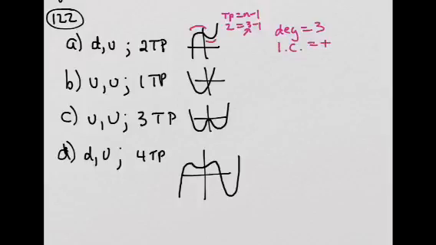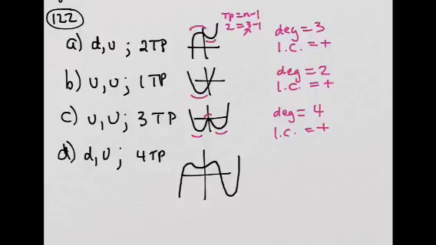For B, it's an up, so that means that the degree has to be even, right? And the leading coefficient has to be positive. Well, this one has 1 turning point, so 1 higher than 1 is 2. So the degree is 2, and the leading coefficient is positive. Letter C is an up, again because both ends, the left side and the right side, go up. It has 1, 2, 3 turning points, so that means that the degree is 4, and it has a positive leading coefficient.